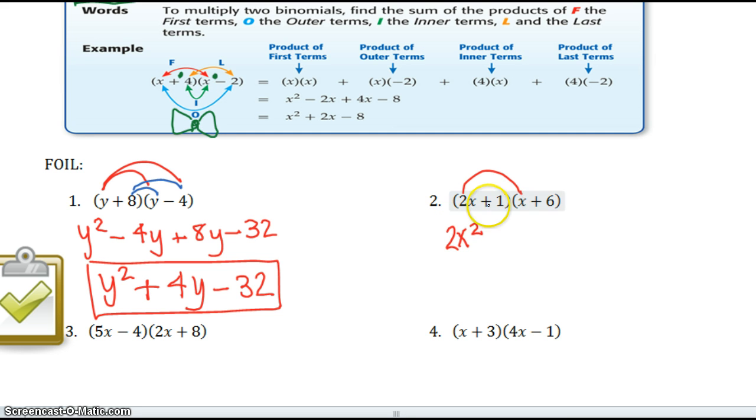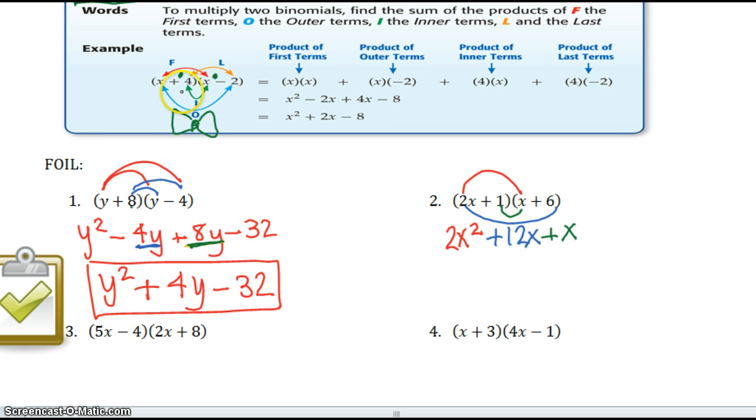Then I'm going to be blue like they are. I'm going to do my outside term, which is the same thing I did over here. I said y times -4. That was the second term that I did. So that's going to give me 12x. Then in green, my inside term, 1 times x, is just going to be 1x. And that, again, is what I did here. My inside terms, 8 times y was 8y.